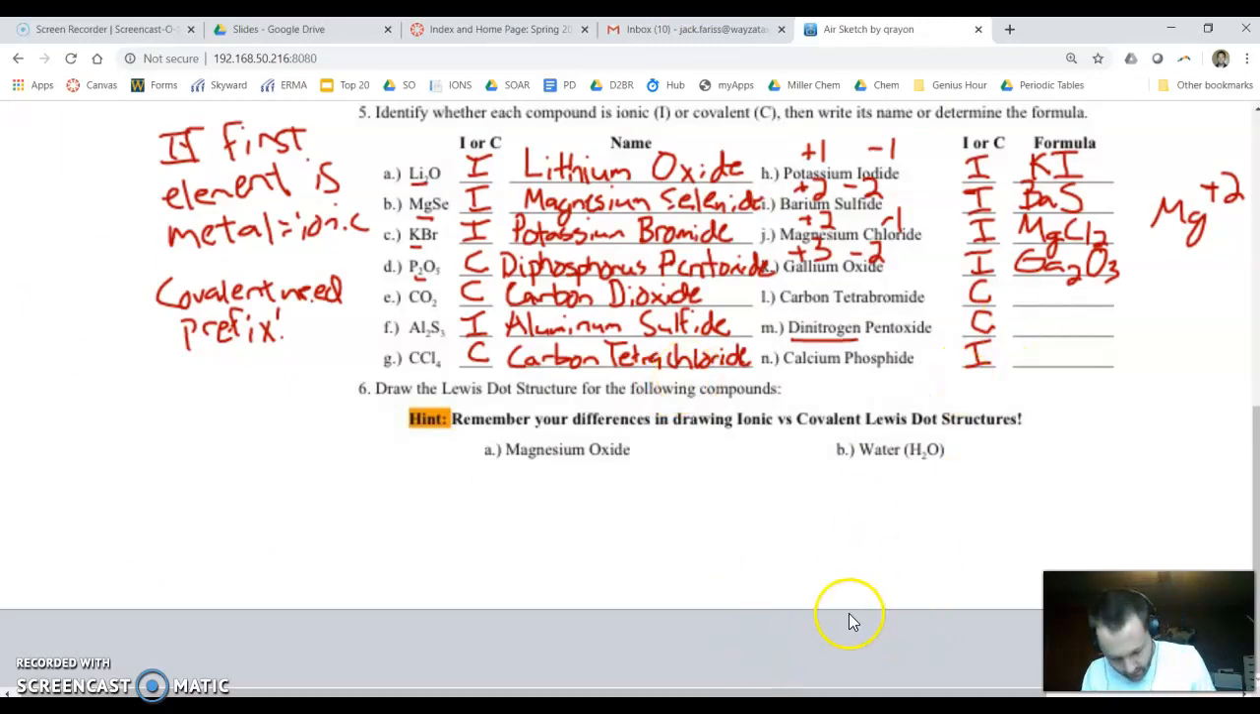To do this one, I just follow my prefix of tetra, and since there's no prefix on carbon, I can assume just 1. So this is going to be CBr4 for tetrabromide. Dinitrogen, so N2. Pentaoxide, O5. And then calcium phosphide. So I need to balance my charges. Calcium's +2, phosphorus is -3. So this is going to be Ca3. I'm going to need 3 calciums to balance out 2 phosphorus.